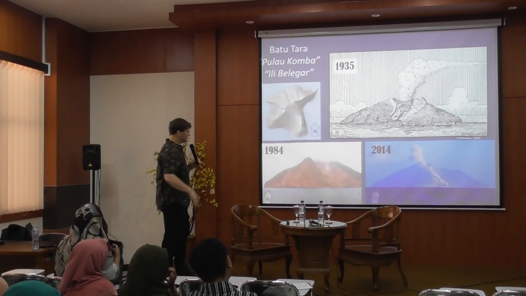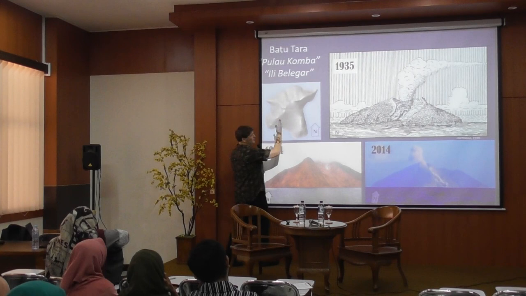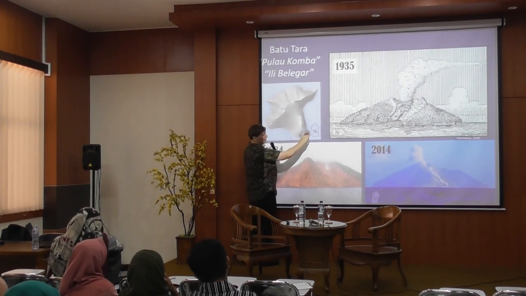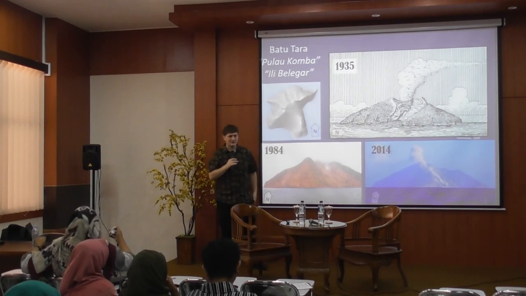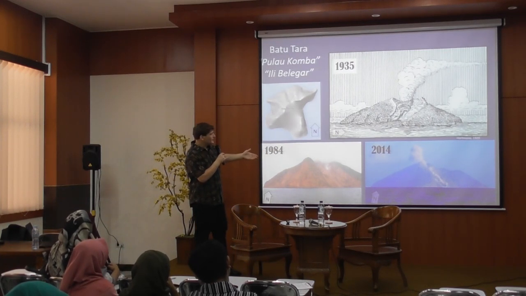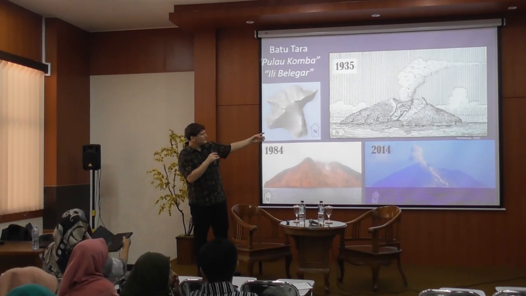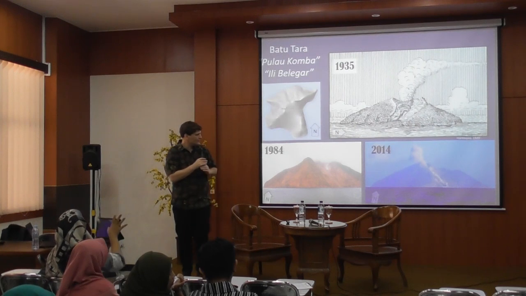Here's what it looks like. You can see it's also called Pulau Komba in some cases. The east side of the mountain is missing. There's been a major landslide at some time in its history. It's similar to Stromboli volcano in Italy, where half the volcano is kind of missing. This is what it looked like in 1935, 1984, and then in 2014 it looked like this.